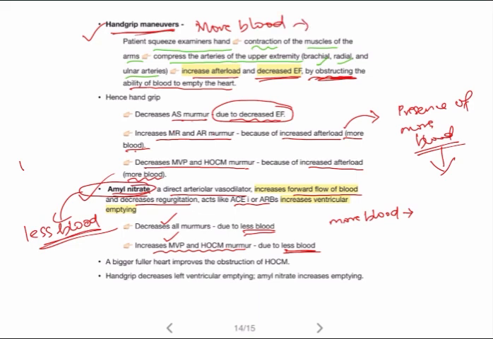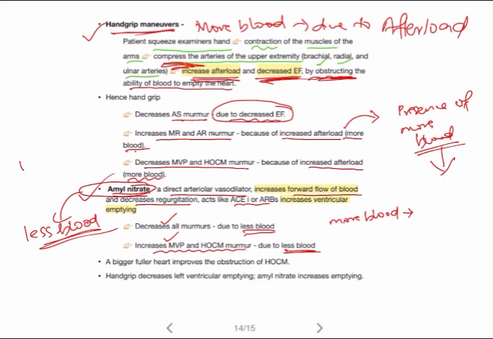due to increased afterload. Why is there increased afterload? Because of the compression of arteries causing reduced ejection fraction. So this is the case of hand grip and amyl nitrate.